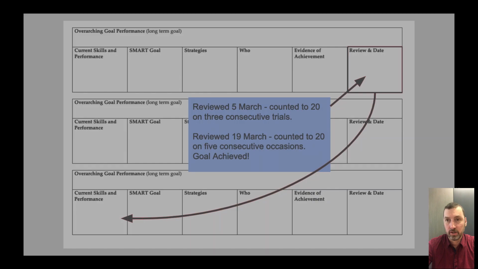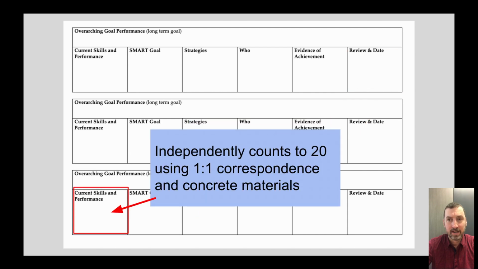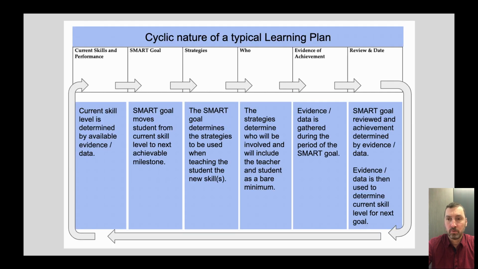Unfortunately, the job isn't finished. In most cases, it means that we've just achieved one of the little steps towards reaching the overarching goal. So now we take the data that you just gathered on Johnny's counting and use it to inform the current skills and performance box of the next goal. Using this information, we can decide what the next SMART goal will be, and the whole process starts over again. As you can see in this visual, the process is very cyclical in nature, with the results from one goal informing the starting point of the next.